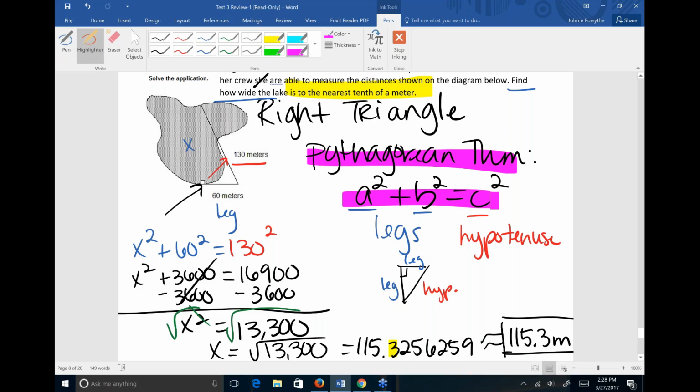But you do want to remember the Pythagorean theorem. That is a very important formula for right triangles, only for right triangles. And remember that c is your hypotenuse, a and b are your legs. And the hypotenuse is always opposite of the right angle.